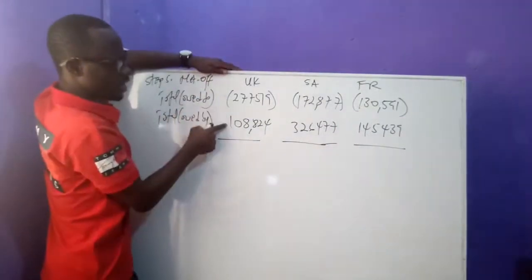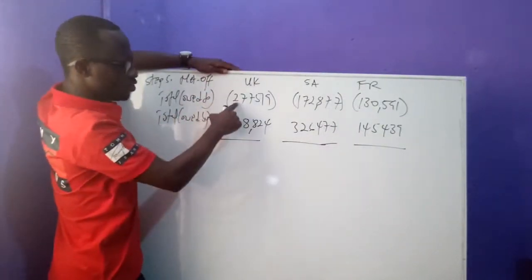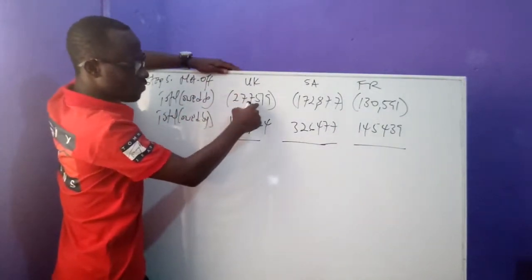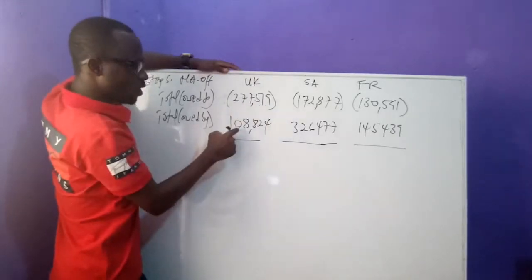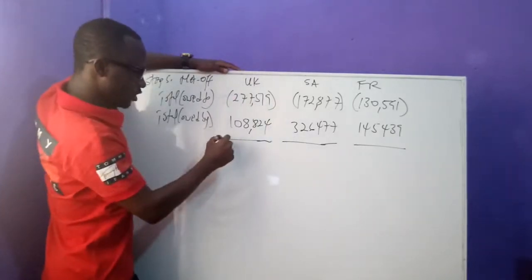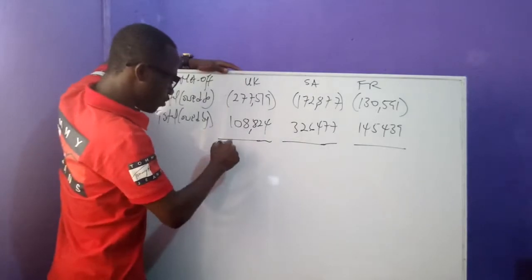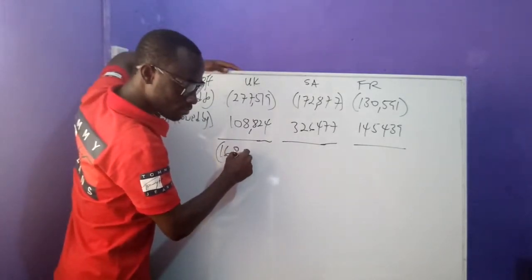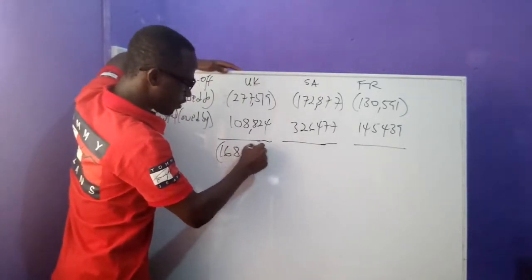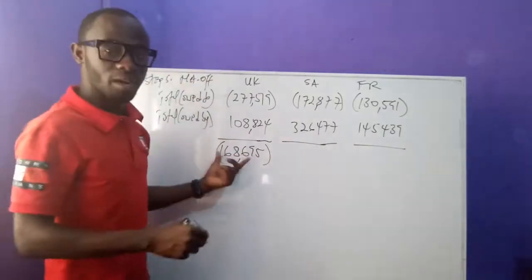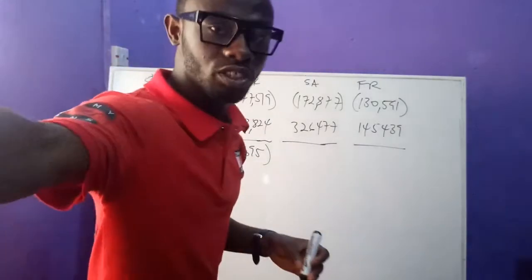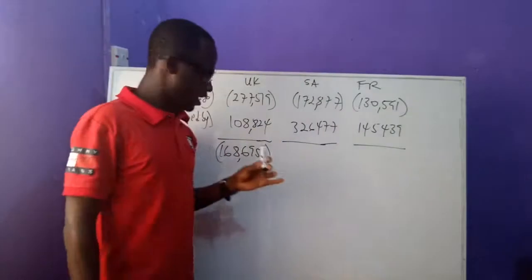So if you check, the UK company should receive 277,519, but they will pay 108. So in a nutshell, they are supposed to have a net receipt of 168,695. So this is an additional money that they are supposed to receive at the end of the day.